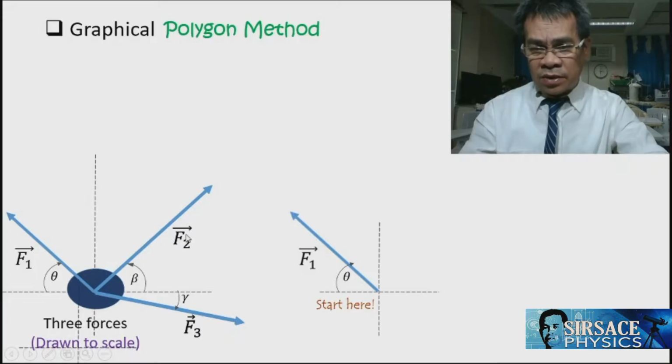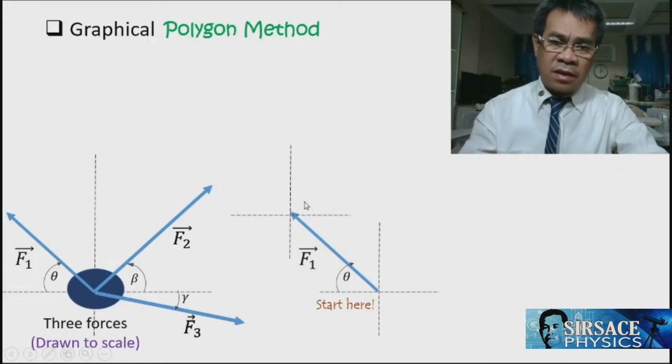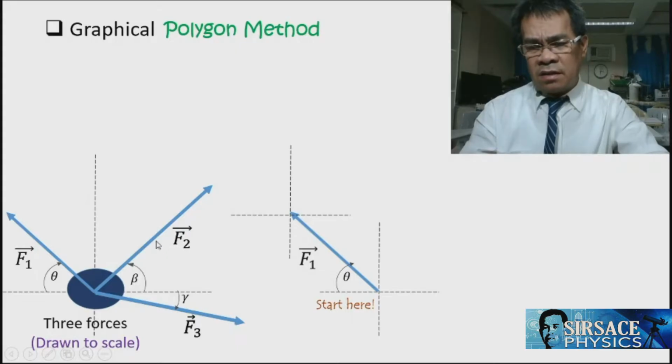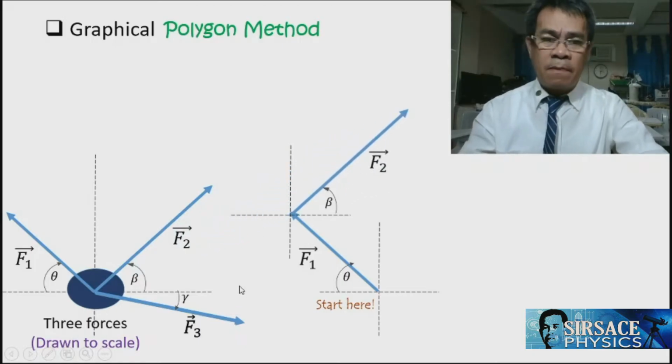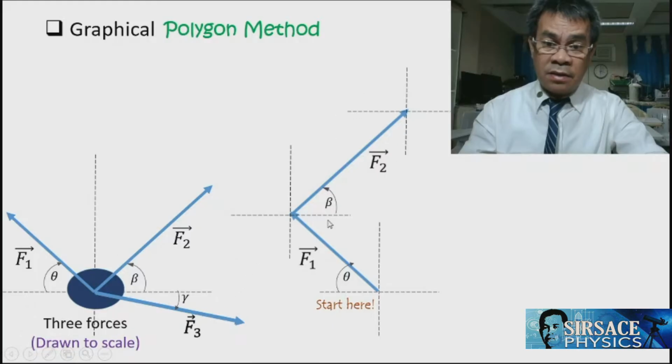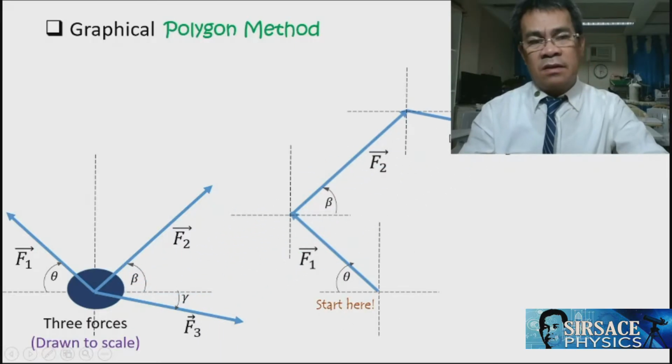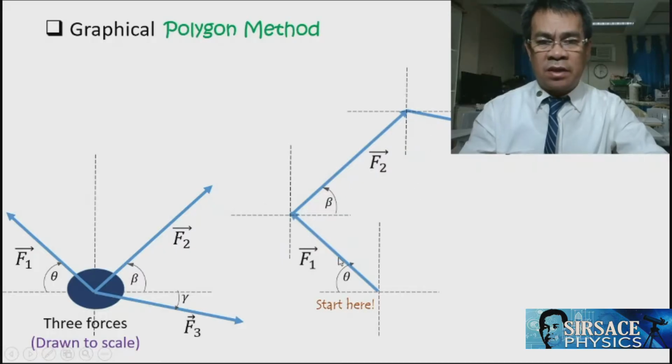So you have to construct the Cartesian axes again, then draw the equal vector of F2 and put it at the tip of F1. Then F3 should be constructed at the tip of F2. So therefore, you have another Cartesian axes. Make sure that these are parallel to the x and parallel to the y. Okay, so since we have already drawn the three forces F1, F2, F3, this is an open polygon.